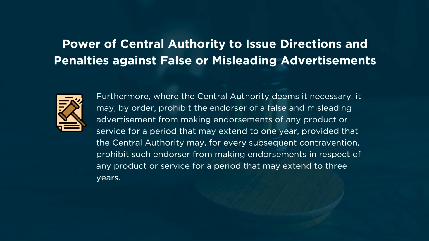Furthermore, where the central authority deems it necessary, it may by order prohibit the endorser of a false and misleading advertisement from making endorsements of any product or service for a period that may extend to 1 year, provided that the central authority may, for every subsequent contravention, prohibit such endorser from making endorsements in respect of any product or service for a period that may extend to 3 years.